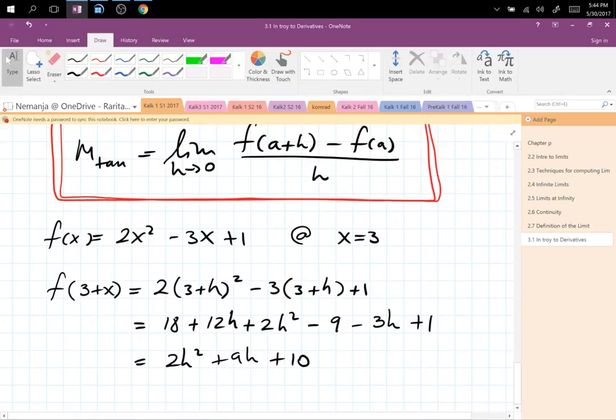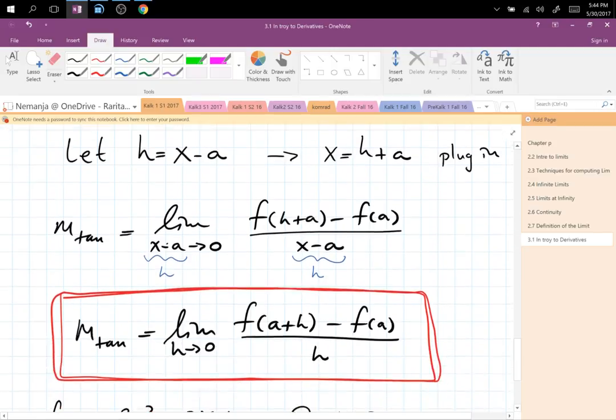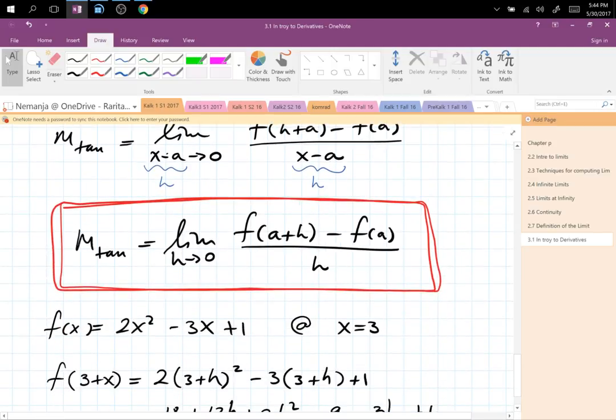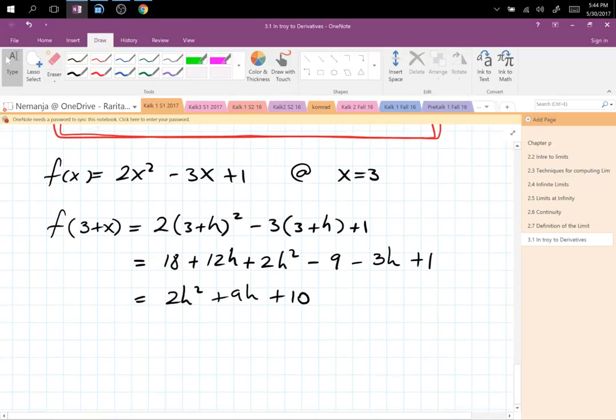Now, those of you who remember the difference quotient, you see that's the difference quotient formula from pre-calc 1. You just saw the derivation for the difference quotient formula right here. The one that you were supposed to memorize in pre-calc 1 and use it for no apparent reason. Now you see the reason.